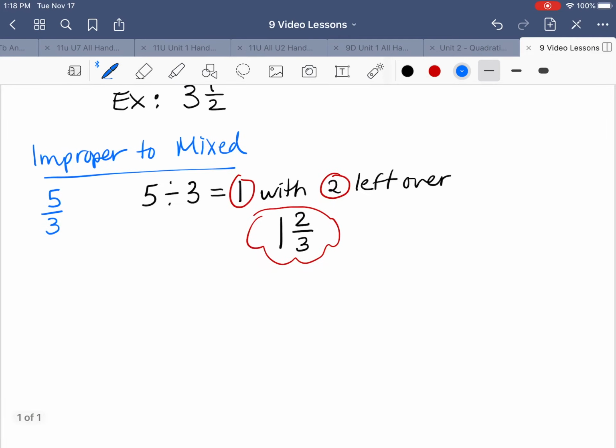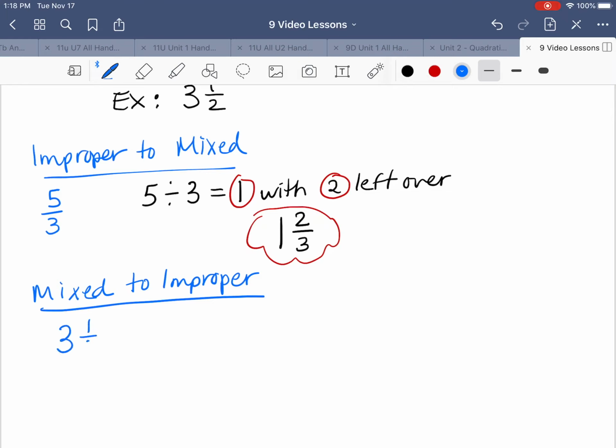Now, if we're going to go from mixed to improper, let's say that we have 3½. What we want to do is multiply our whole number and our denominator, and then add our numerator, and then put all of that over our denominator.